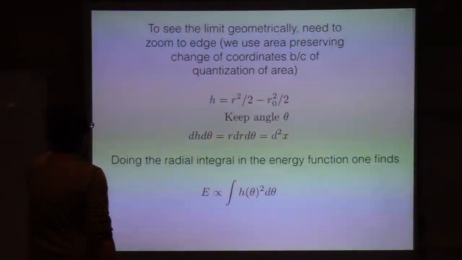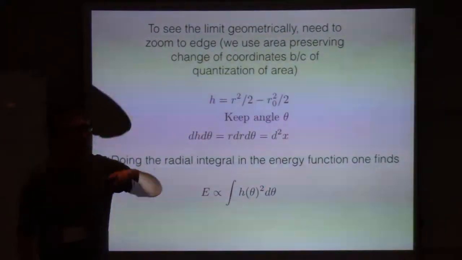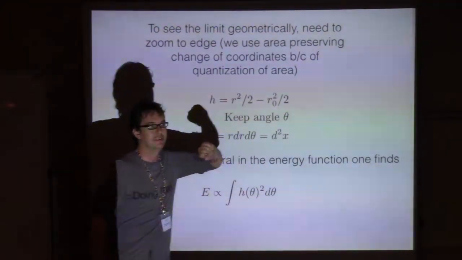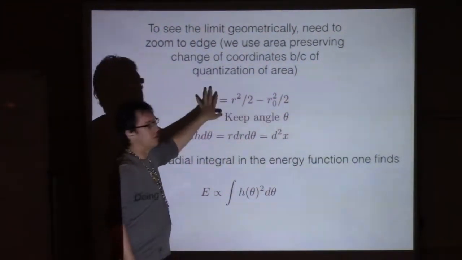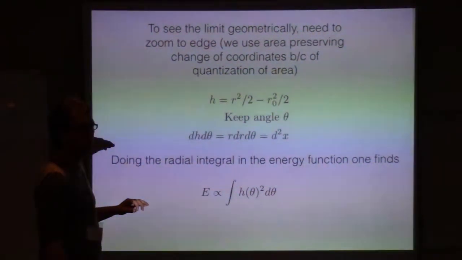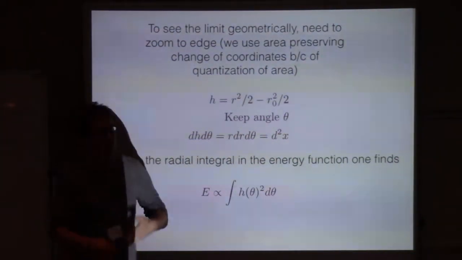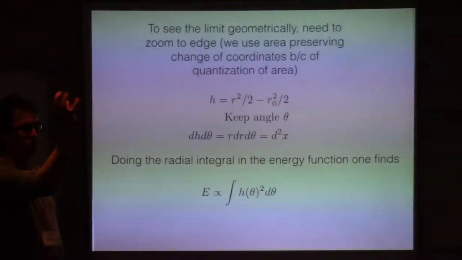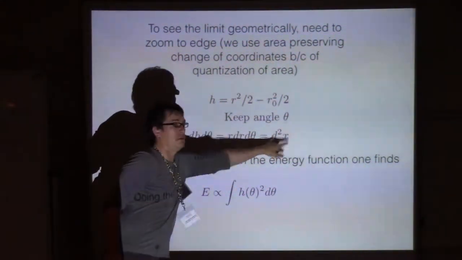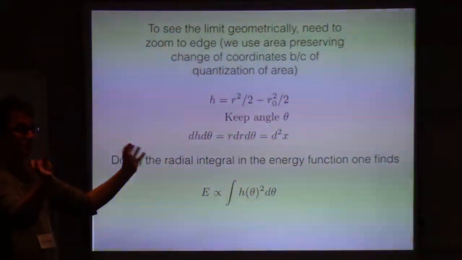So to see the limit geometrically, the radius is large, like square root of n, and we want to take n to infinity. So you want to take the radius and regularize it. So you define a variable h, which is r squared over 2 minus r0 squared over 2. And you go to polar coordinates so that dh dθ is r dr dθ, which is the usual measure. And since these droplets were area preserving, the measure here is the same measure that we have over here. So we're preserving the area. This is an area preserving way of zooming onto the edge.